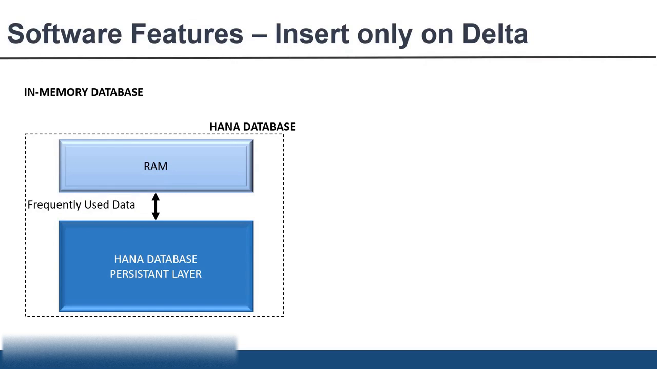Obviously all these things happen at the back end. The user doesn't get any idea what is happening at the back end. But the idea is, whenever any user starts working on the HANA system, the system analyzes which data the user is accessing frequently, and that frequently used data gets loaded into RAM, and next time when the user asks for the same data, the data is picked up from the RAM instead of the persistent layer. This concept is called an in-memory database.